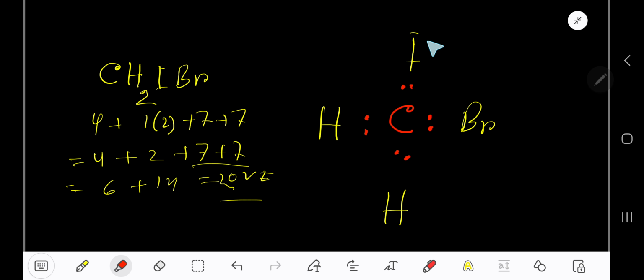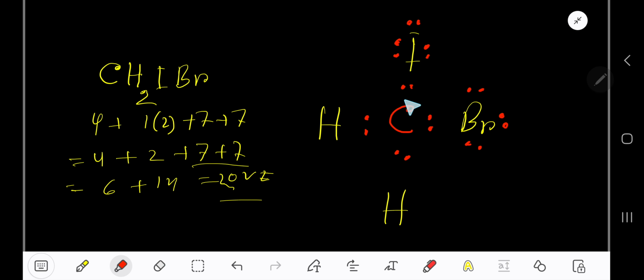Now satisfy the octet of the outer atoms first. So we have used 2, 4, 6, 8, then 10, 12, 14, 16, 18, 20. We have used all the valence electrons.